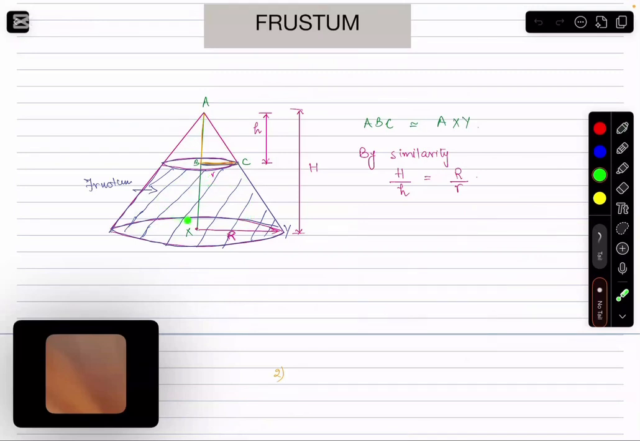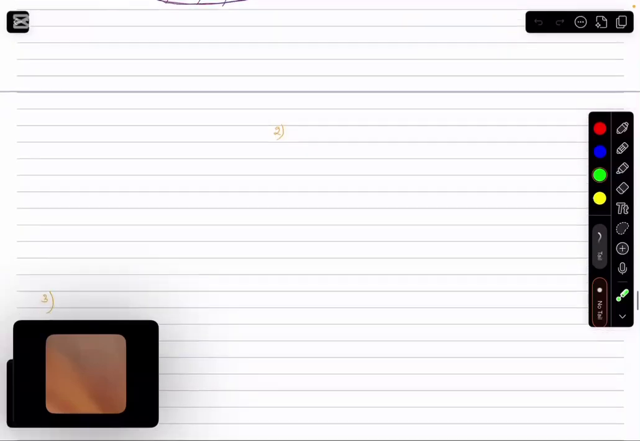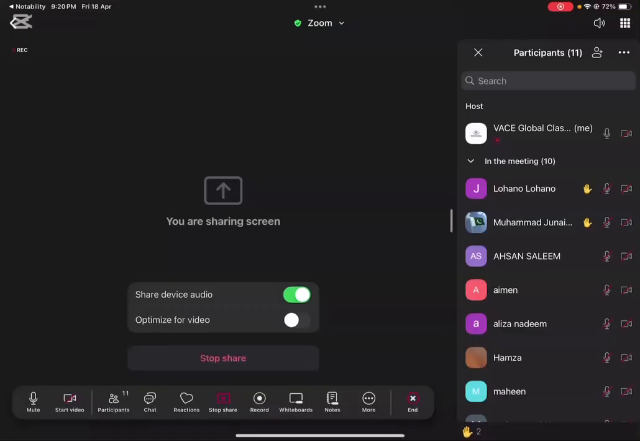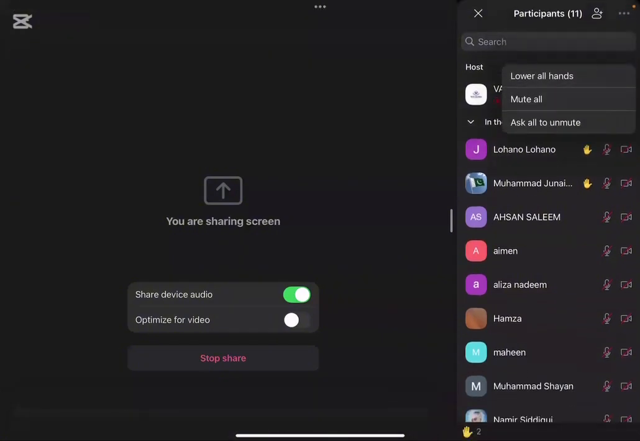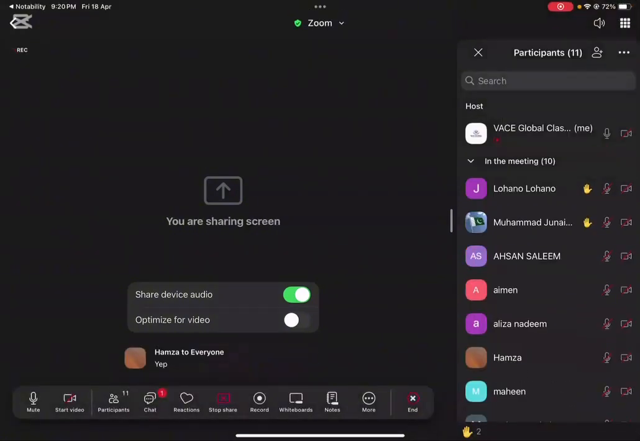Okay, and then to solve this frustum we need to take help of similarity of triangles. So we can compare radius to radius. You can compare the height of the small cone to the height of the bigger cone. You can compare the slant height of the small cone to the slant height of the bigger cone as well. This is what a frustum is. Okay? Got it? Clear? Done?